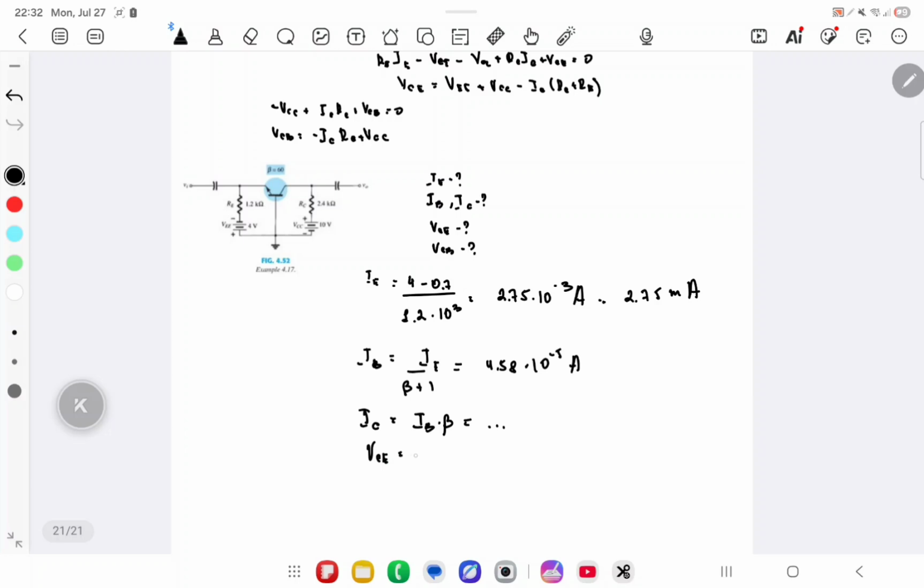VCE will be equal to 4.1 volts, and VCB will be equal to VCC minus IC RC, which is 10 minus 2.4 multiplied by IC, and you have to get minus 3.4 volts.